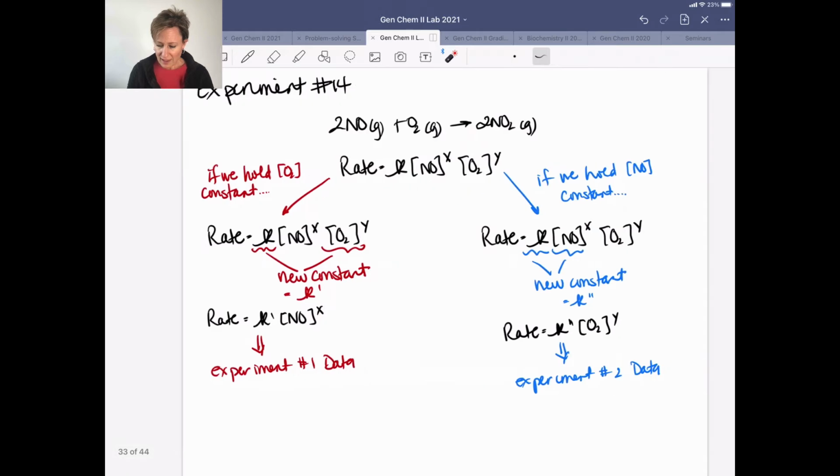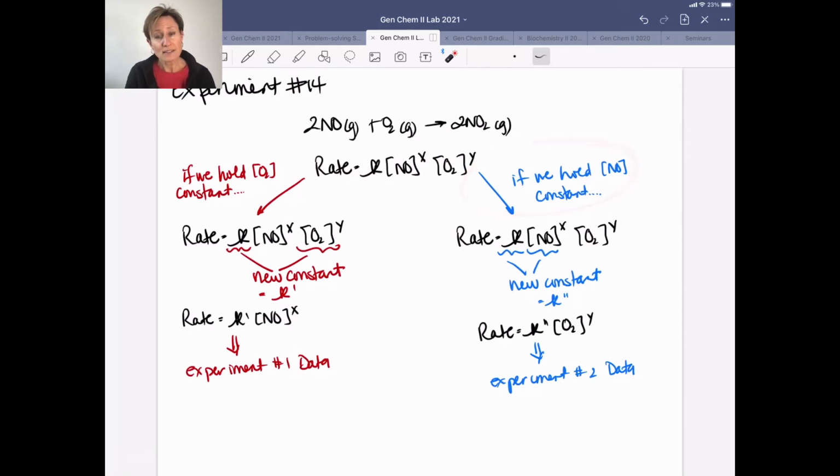We're going to do the same thing then with holding NO constant. So again, holding NO constant allows us to merge these guys together as a new constant. We're going to call that one K double prime. So we can rewrite our rate law now as rate equals our rate constant now is K double prime times the concentration of oxygen raised to the power that is Y. We're going to use data from experiment 2 to help determine the value of Y. So we still are going to be using experimental data to determine reaction orders, but it's a different way than we learned how to do with experiment 13 and the method of initial rates.